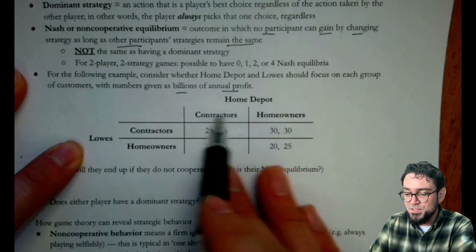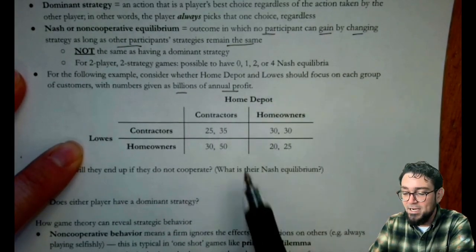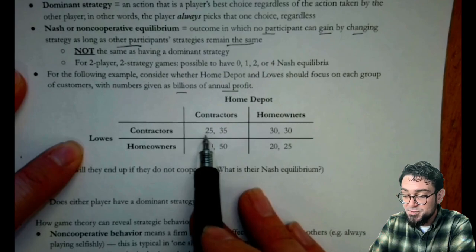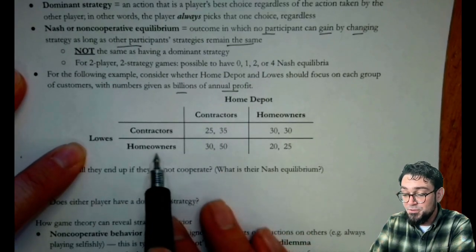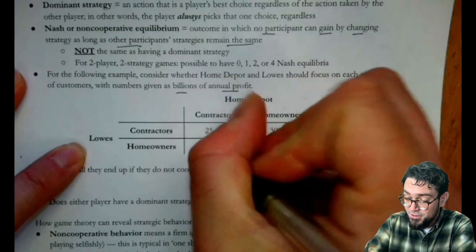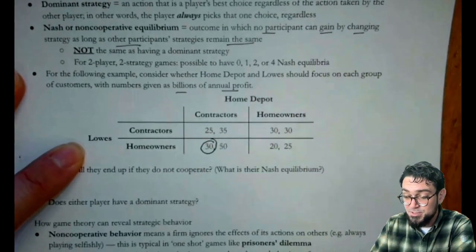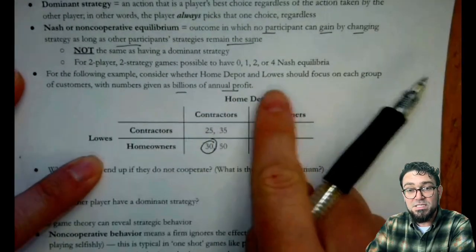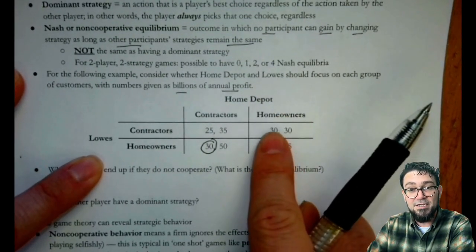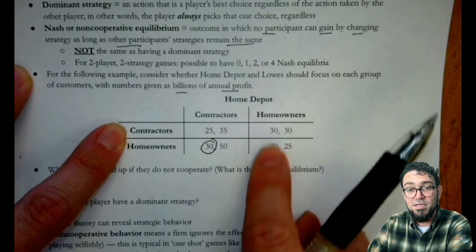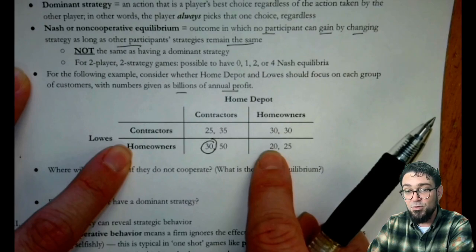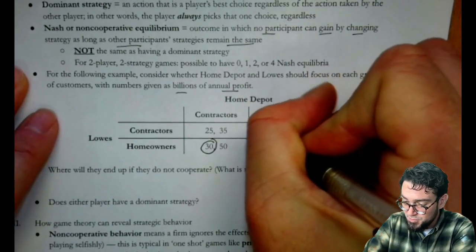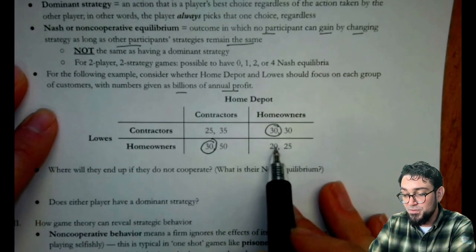We assume Home Depot is going to focus on contractors. We don't know right now, but we'll see. We could focus on contractors and get 25, or Lowe's could focus on homeowners and get 30. Well, they're going to focus on the homeowners and get 30. So we're going to circle that 30. Now, if I'm Lowe's and I think Home Depot is going to focus on the homeowners, I could get 30 by going for the contractors, or I could get 20 by focusing on the homeowners. So I'm going to go for the contractors in that case. 30 is bigger than 20.